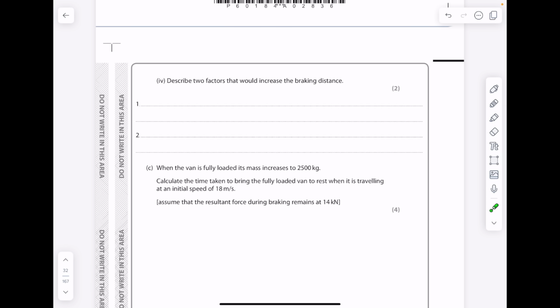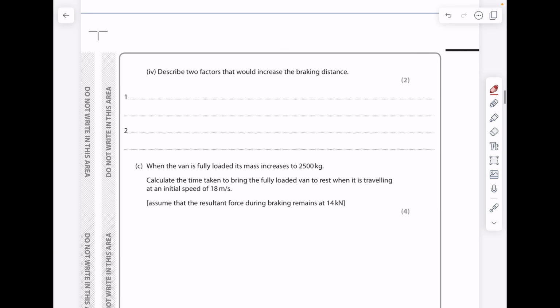Describe two factors that would increase the braking distance. Let's talk about the condition of the tyres. So worn tyres, meaning that there'd be reduced friction. Increased mass of van.